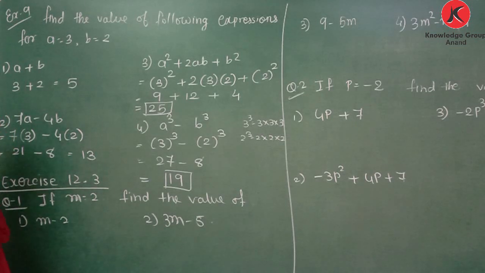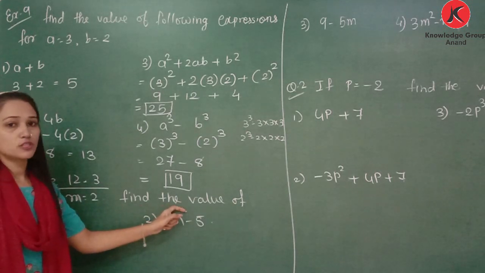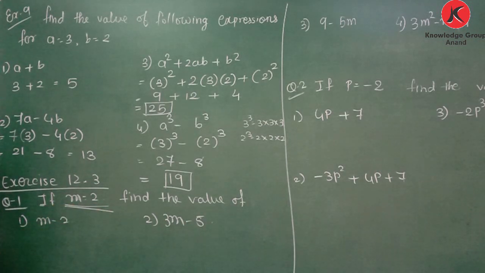Okay. Now next one, here we will start exercise 12.3 with question number 1. If m is equal to 2, find the value of the expression. So what is the value of variable m? That is 2. So here first is m minus 2. Instead of m we need to write 2. So 2 minus 2, that is 0.